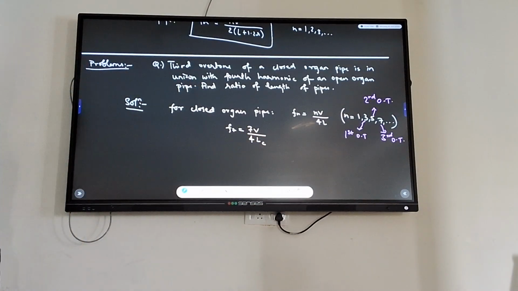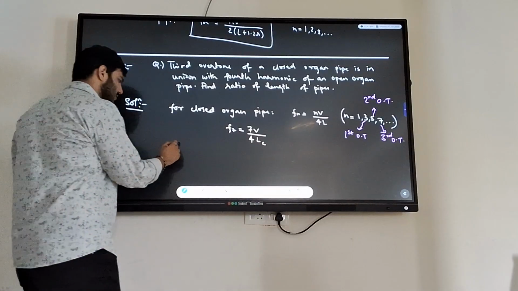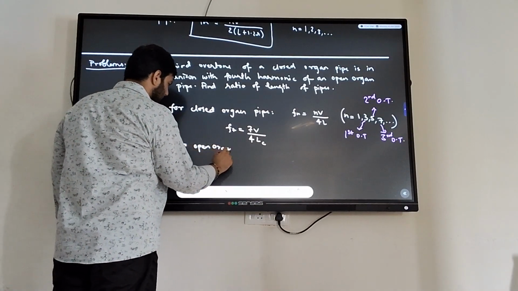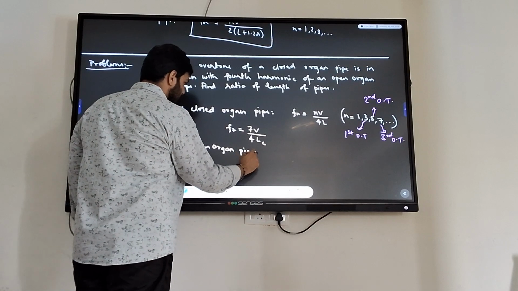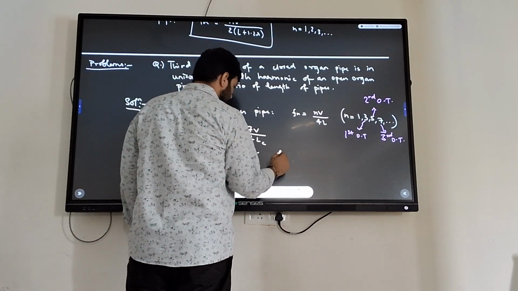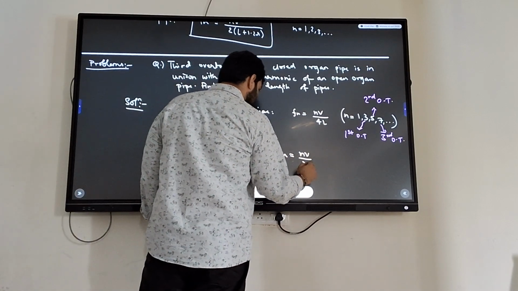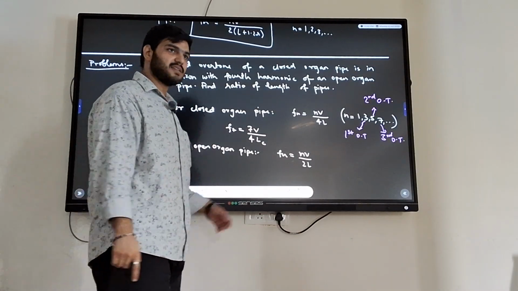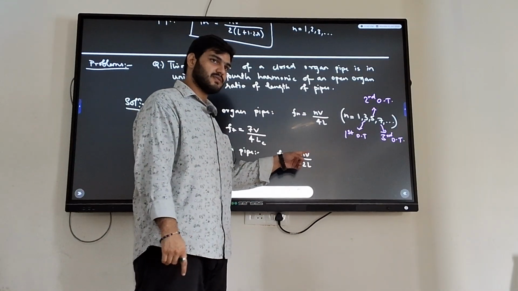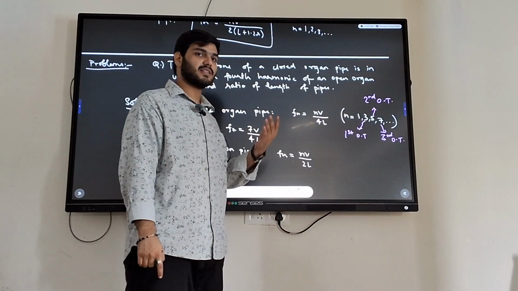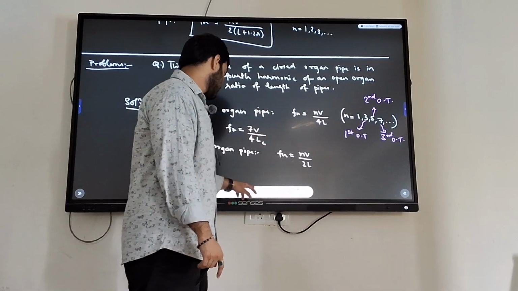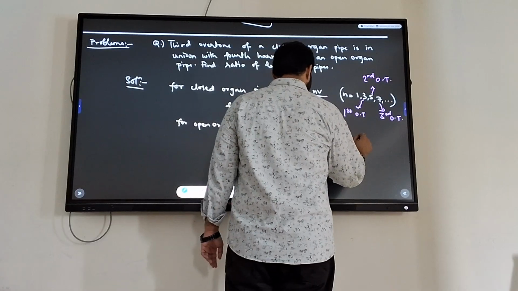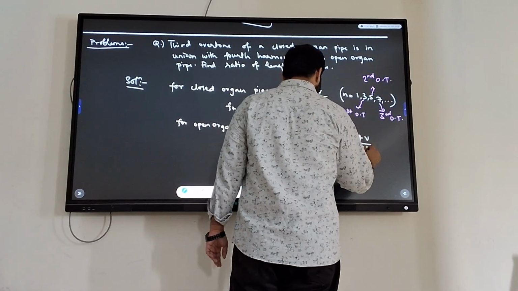What about the open one? For open organ pipe, what will be the formula? NV by 2L. And they are talking about the fourth harmonic. So where does n start from here? Here it starts from 1. So what will the fourth harmonic be? n equal to 4. So what should be F4? That will be 4V by 2LO.